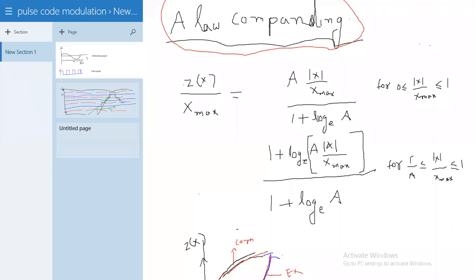Where do they use it? Transmitter section. What is compression? What happens in compression? It compresses the input signal. If the input signal is a very weak signal, what will happen? It amplifies the signal. If the input signal is a very strong signal, it compresses the signal. Then after that we can apply uniform quantization. Here also we use uniform quantization. Before that, according to the input signal, if it is weak we amplify, and if it is strong we attenuate, that is, compress, and then we give it to the uniform quantizer.